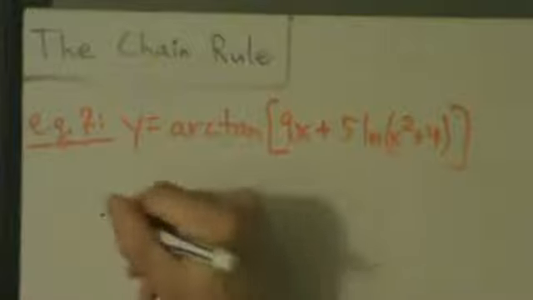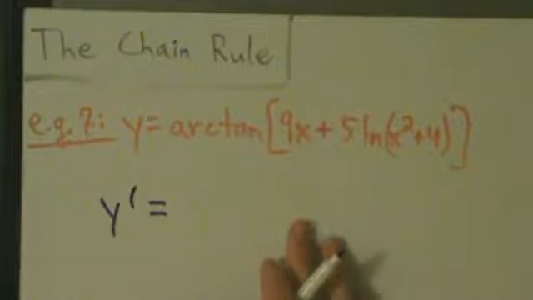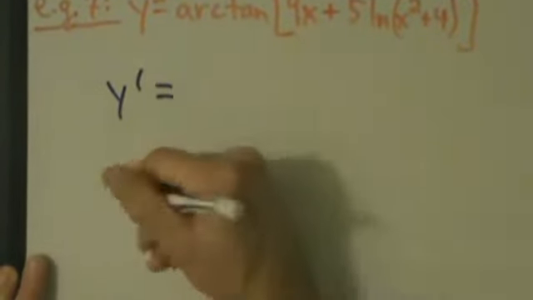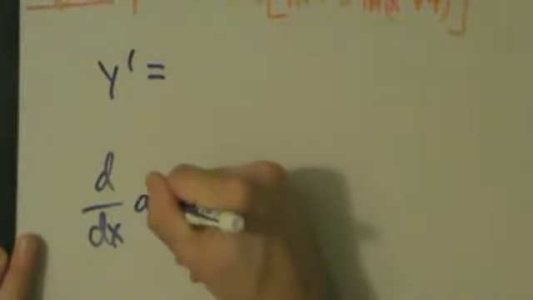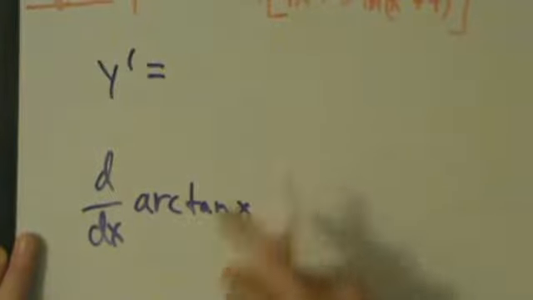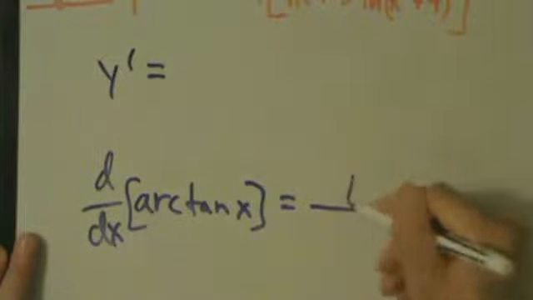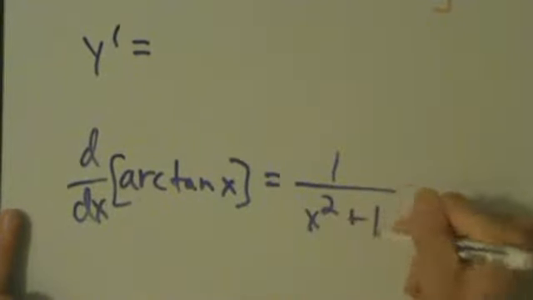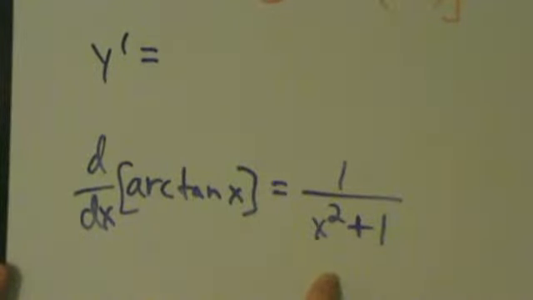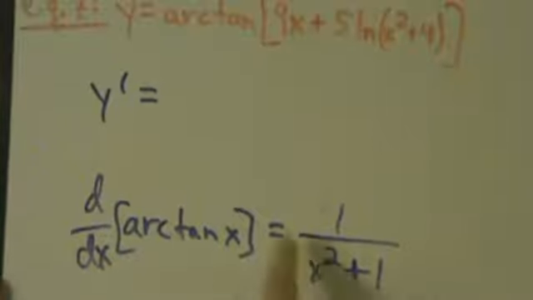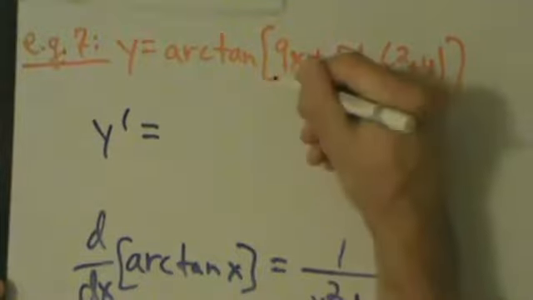So chain rule says that y prime is going to be the derivative of the big guy evaluated at the little guy. The big guy is arctan. Remember what the derivative of arctan is. Derivative of arctan of x, remember, that's just another way of writing tangent inverse, right? Derivative of arctan of x is 1 over x squared plus 1. Okay? So derivative of arctan of x is 1 over x squared plus 1, but chain rule says evaluate the derivative of the big guy at the little guy.